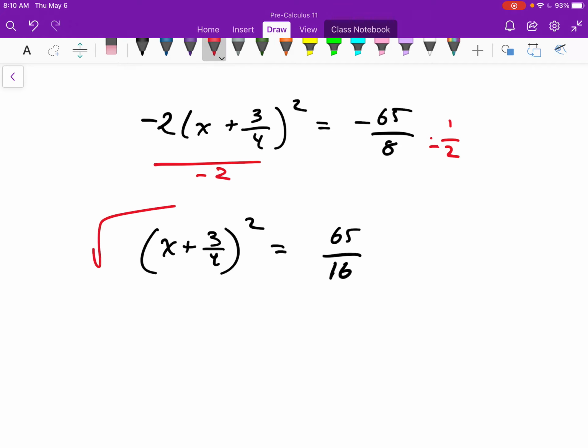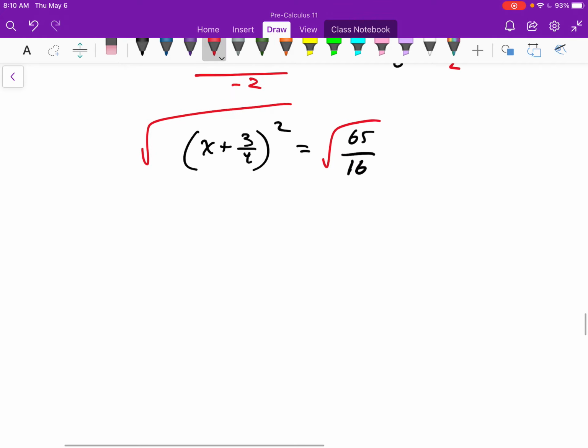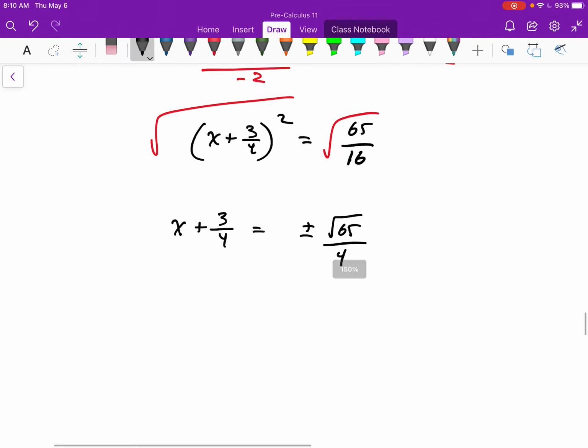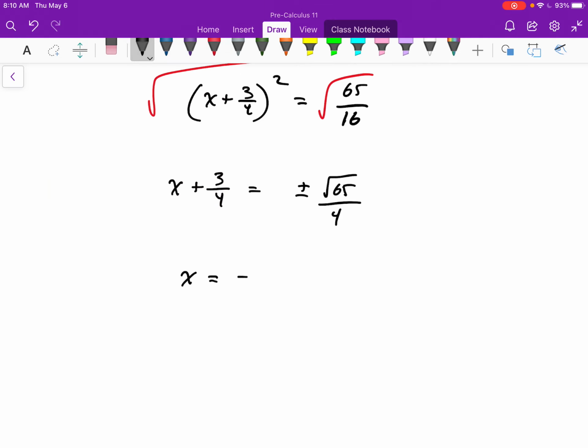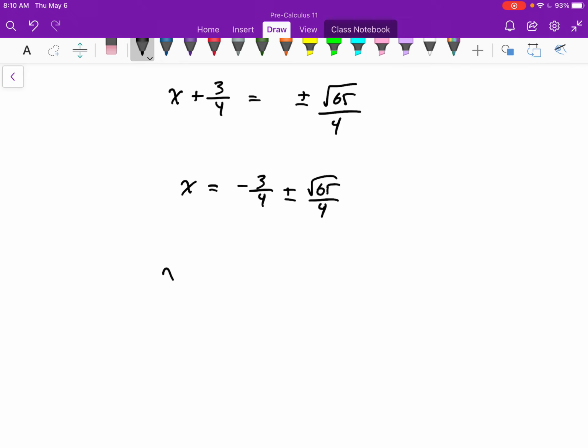Now I want to square root both sides. So on the left-hand side, I have x plus 3/4. On the right-hand side, I have plus or minus the square root of 65 over the square root of 16. But the square root of 16 is a perfect square, so I'm going to write that as just 4 whole. And then I want to subtract 3/4 from both sides to solve for x. So I get -3/4 plus or minus root 65 over 4. That's it. They have a common denominator already, so I might as well put them together. X equals -3 plus or minus the square root of 65 over 4.